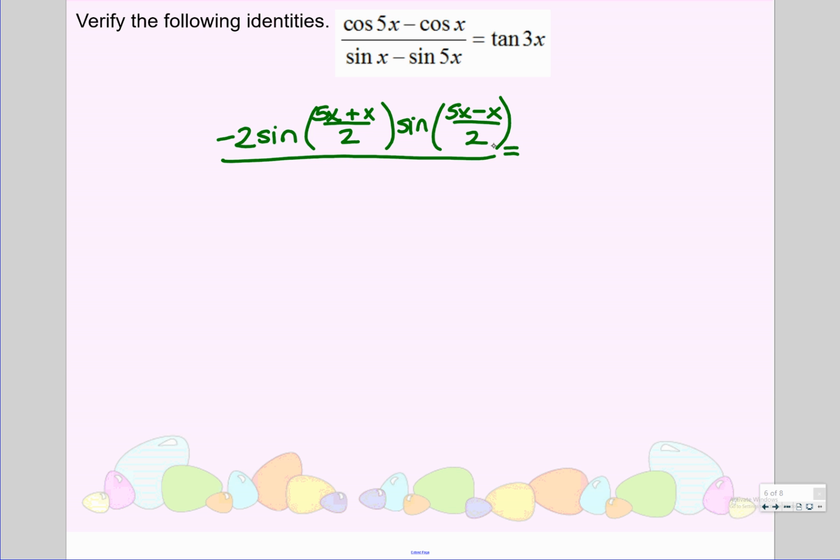Okay. The bottom I have sine minus sine, so that's the very last one on your sheet. 2 sine, subtract my angles, divide by 2, keep them in the order they're given. So it's going to be x minus 5x over 2. And then cosine x plus 5x over 2.